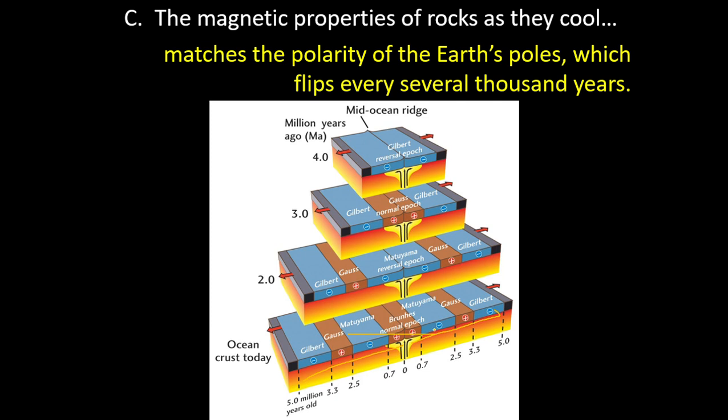Now, how do we know that everything is moving apart? Well, the rocks indicate that. If they weren't the same on both sides, we wouldn't see that. And the polarity lines up.